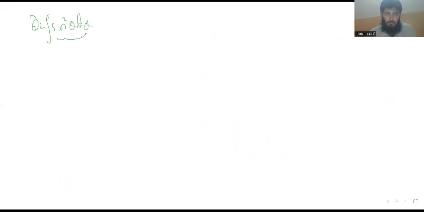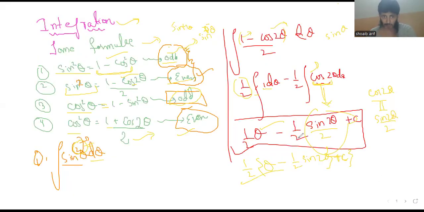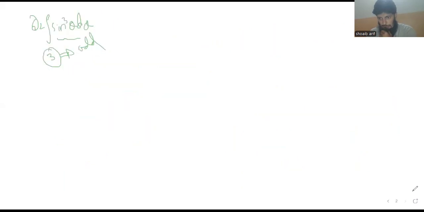Okay. So here the power of sine is 3, and we know that 3 is an odd number. So which formula will we use? This formula. In the place of sine square theta we use 1 - cos square theta. Okay. So integration of sine cube theta, we can write this as sine theta into sine square theta.